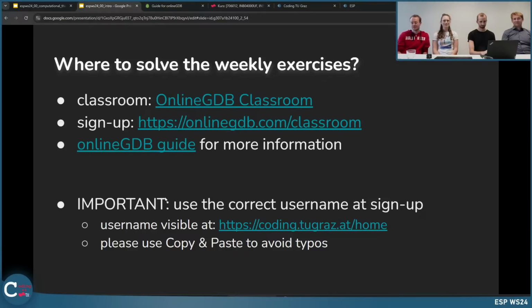If you registered with the wrong username, that's not a problem, because in online GDB you can always change it. Just make sure that when you solve the weekly exercise, you have the correct username, and you also keep that username until the assignment deadline, and sometime after, because we need to check it.